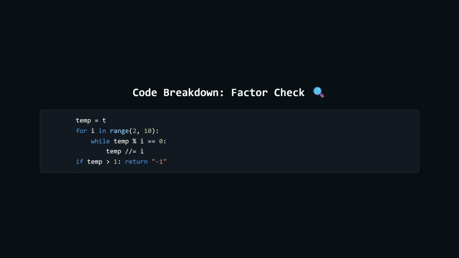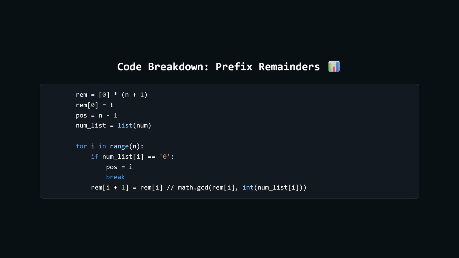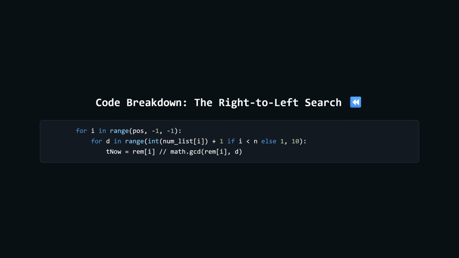If there's anything left over greater than 1, it means there's a prime factor we can't create, so we bail out and return -1. Next, we keep a running track of what factors we still need. The rem array stores the remaining target required after looking at a prefix of the number. If we hit a 0, we instantly stop tracking and mark that position, because that 0 has to be changed no matter what. Now for the main loop.